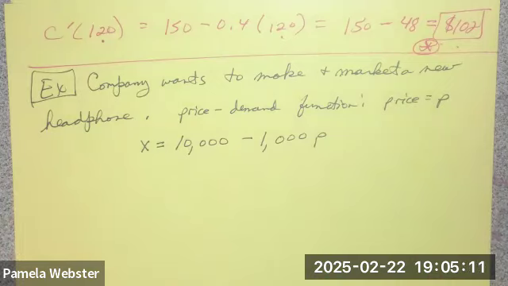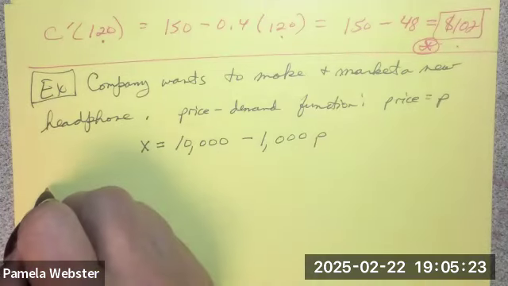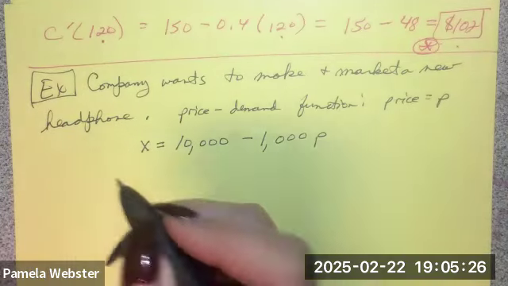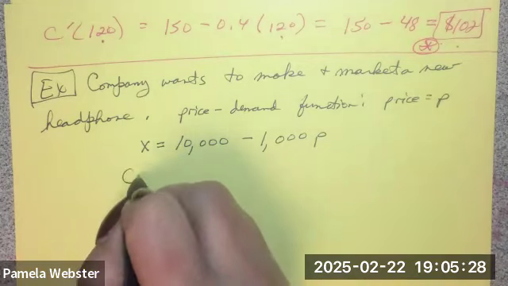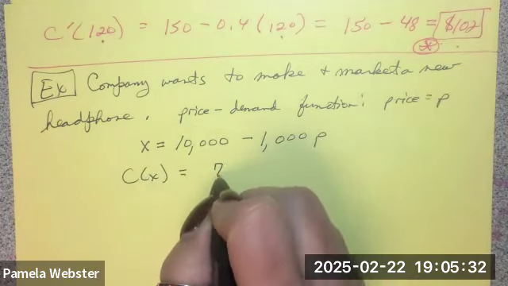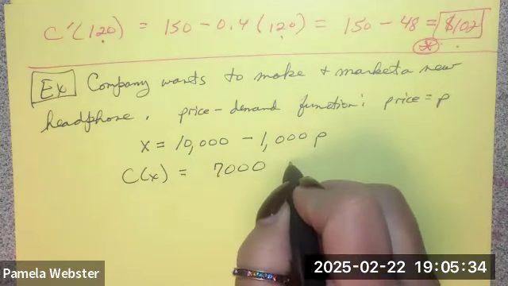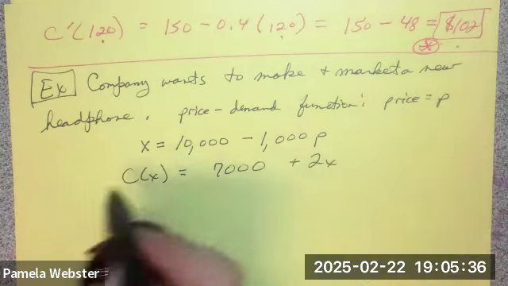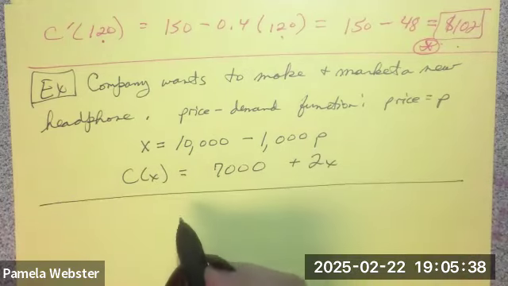Did it ask me for the price? No, it doesn't. I'm sorry, I'm trying to read the problem. It doesn't ask me for the price. It just says find the revenue function. Okay, so there's multiple parts here. Oh, it does give me a cost function. So they know from their finance people in the back office that the cost function is 7,000 plus 2x.